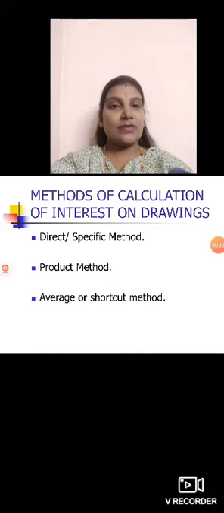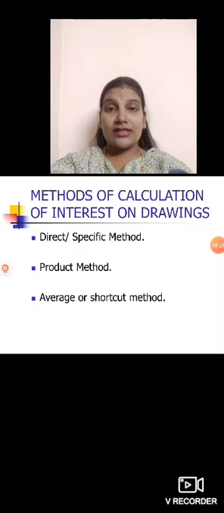We all studied what partners drawings are, right? It is nothing but the proprietor's personal expenses, the amount he has withdrawn from the business. We call it drawings. So how to charge interest on the drawings? There are three methods we have: direct method, product method, and average method.